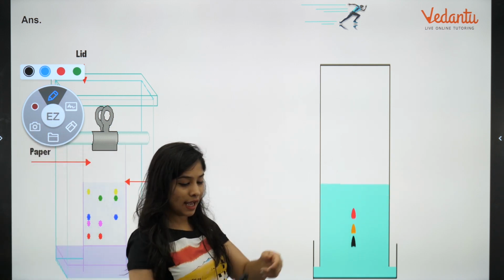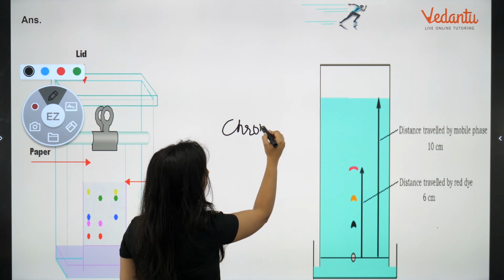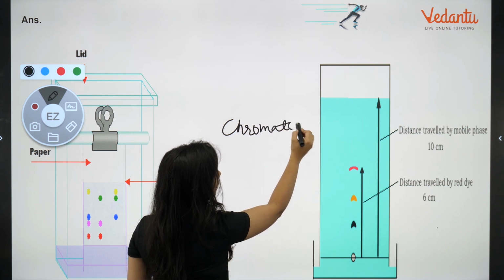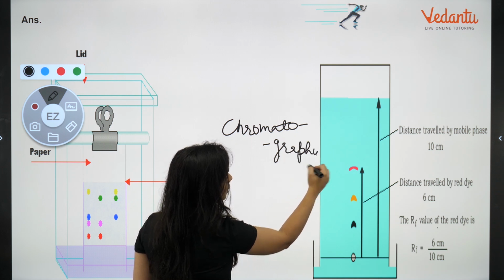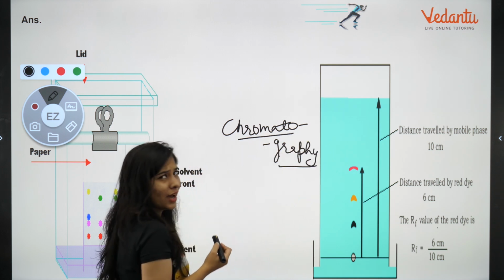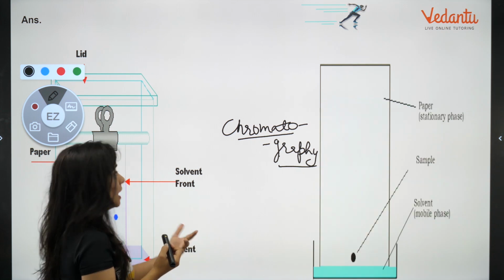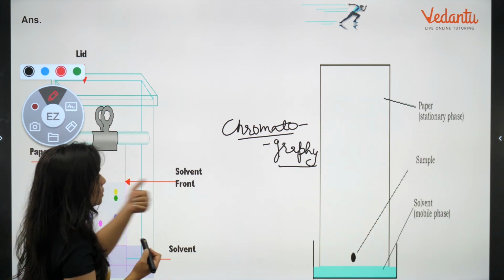Ma'am, this technique has a particular name, chromatography. Okay, chromatography. What is the significance of this name? Why did they give this name? Obviously there might be some reason, so let's just know it.